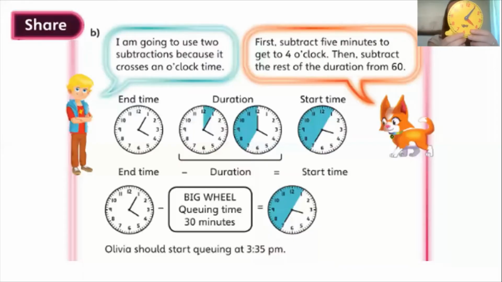Another way I can show this is on my yellow clock. I've got the end time showing on here of 4:05. The duration that we're having to subtract is 30 minutes, or half an hour. I know that half an hour is shown by half of the clock face. So I can move my minute hand halfway around, and I'm going backwards because we are subtracting that time, which will bring us to the same answer, 3:35.